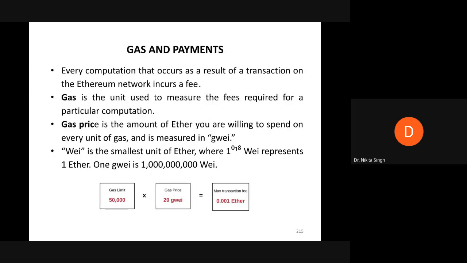So you can say gas is the fuel of the Ethereum network. It is used to conduct transactions, to execute smart contracts, to launch distributed applications, as well as to pay for data storage. Any doubts up till now? Any questions?